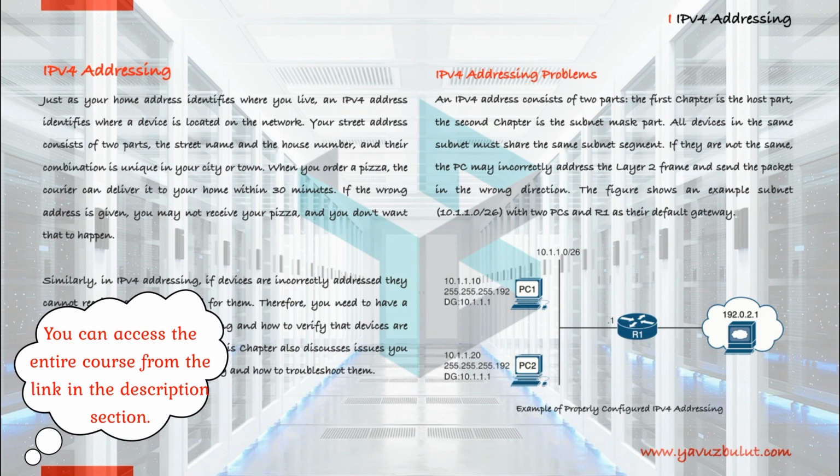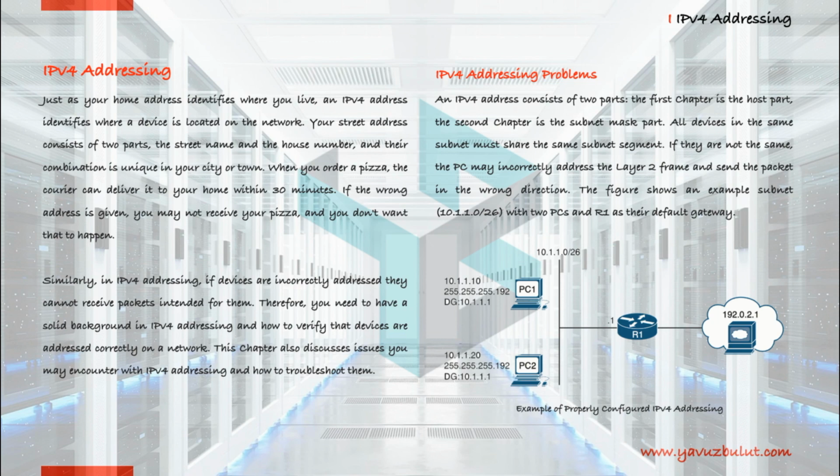In the same way that your home address identifies where you live, an IPv4 address identifies where a device is located on the network. Your street address consists of two parts, the street name and the house number, and the combination of these is also unique in your city or county. When you order a pizza, the courier can bring your pizza to your home within 30 minutes. If you give the wrong address, you will not receive your pizza and you do not want that to happen.